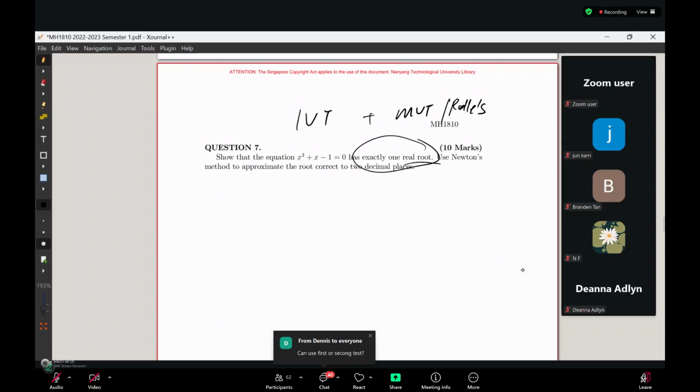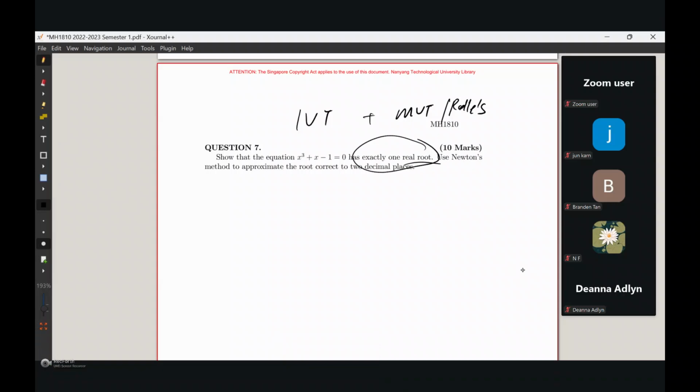Can use first or second test. If you want to find global max, global min, you can, but you need to do some justification. Generally, for global max and global min, you will just use the closed interval method. If you want to use first and second test, you can. I'm not stopping you. But you will miss out on the endpoints, because the endpoints may not necessarily be a stationary point. If you use your first and second derivative test, you will only be checking for the critical points.